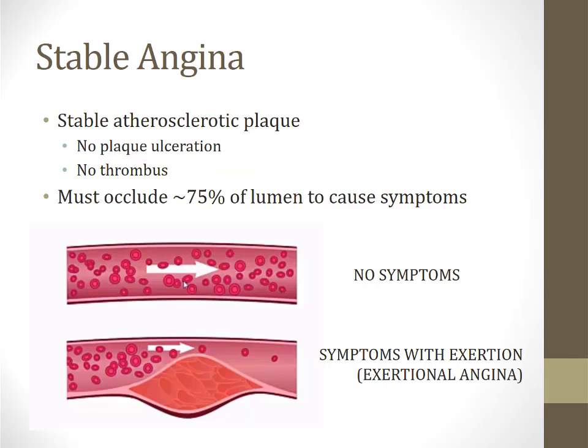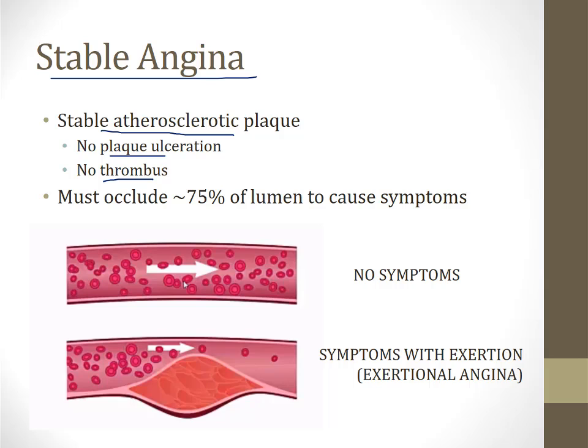There are a number of clinical syndromes that can result from coronary ischemia, and the first one we'll talk about is called stable angina. In stable angina, there is a stable atherosclerotic plaque that is obstructing blood flow in a coronary artery. Important, however, there is no plaque ulceration and no thrombus, and this is in contrast to other ischemic syndromes we'll talk about in a minute.